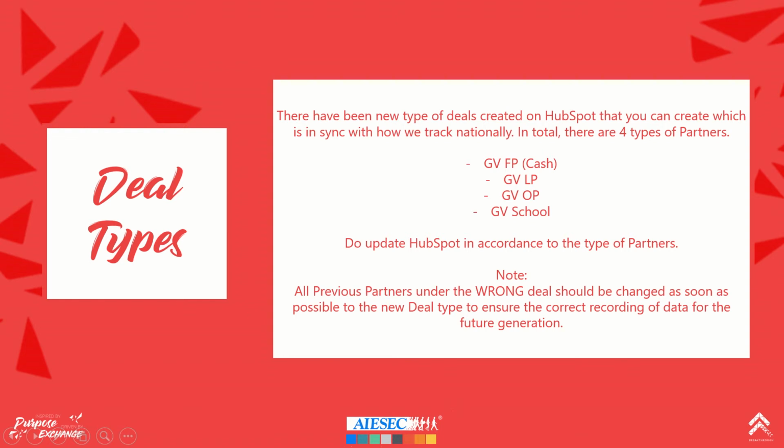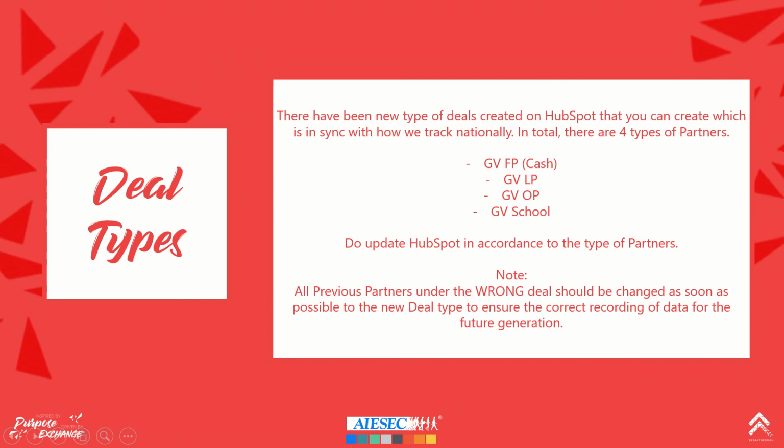Just to clarify again, FP is any source of cash. Later I'll be explaining certain things you can do under the cash there, and how you can differentiate between different types of cash. Next is LP. LP is basically for your IGV PBOX project. OP is for your NCR project, and GV is for school itself. So these are the 4 main deal types.